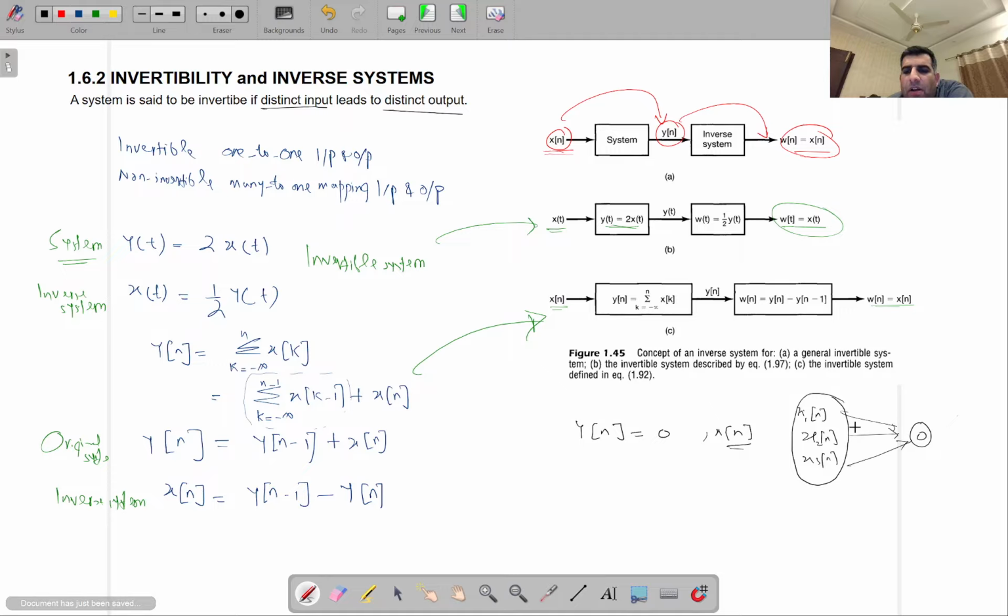So you can see all three inputs. I have just taken three inputs as an example. All these three inputs are basically mapped to 0. So there is no way that you can now predict from this point back to this what the value of 0 came from, whether it is x1n, x2n or x3n. So this is now a many to one mapping problem where you can't go back to the original input. So this is an example of a non-invertible system.